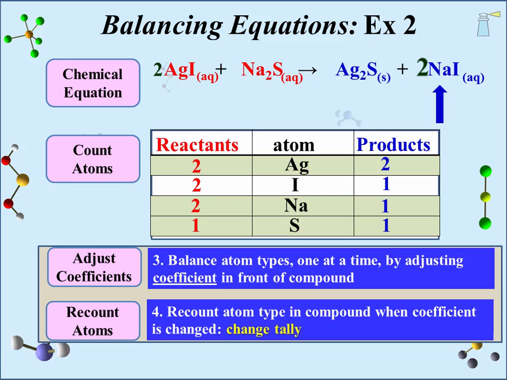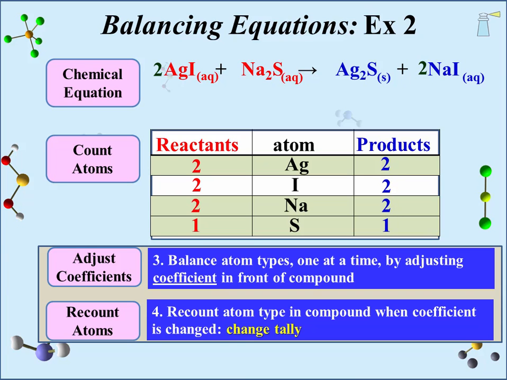That would be 2, which brings up step 4, recounting the atoms in the compound with the change to the coefficient. Both the sodium and the iodine have implied subscripts of 1. When the 1 is multiplied by the new coefficient of 2, the product tally of the sodium and the iodine become 2.